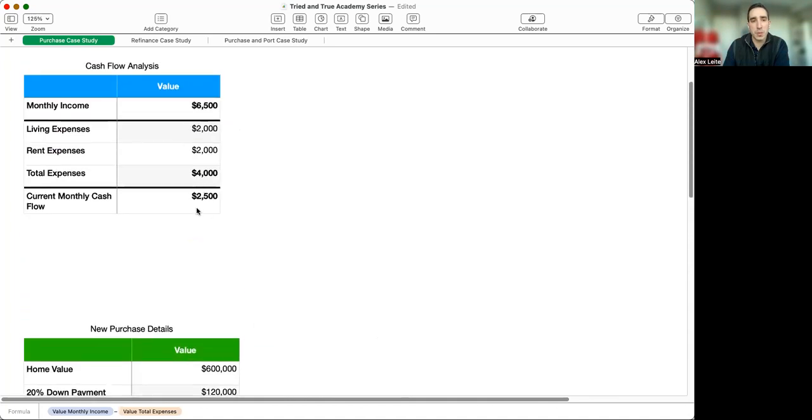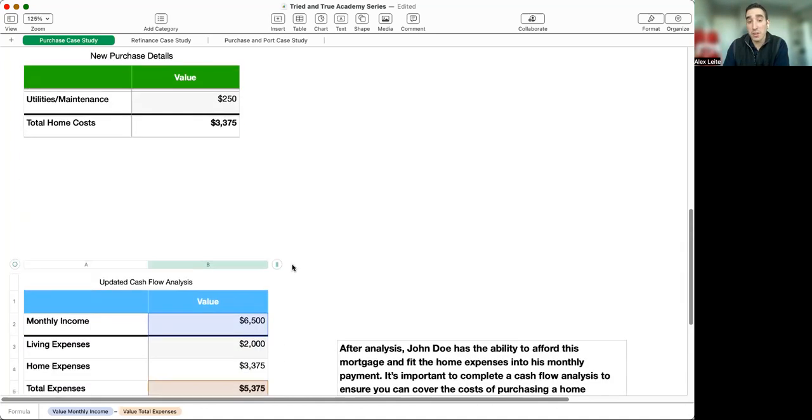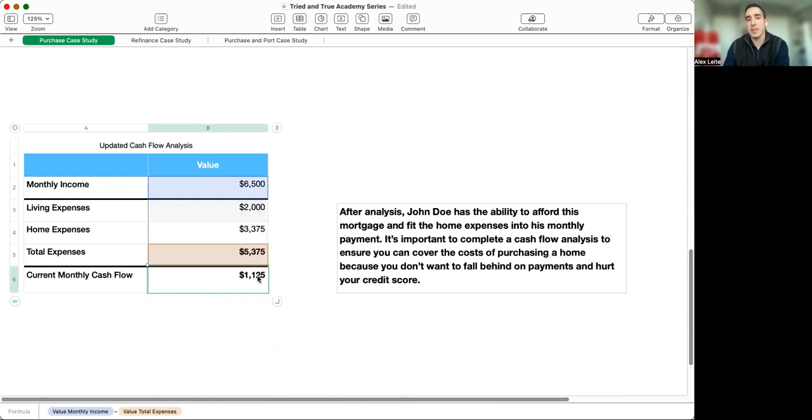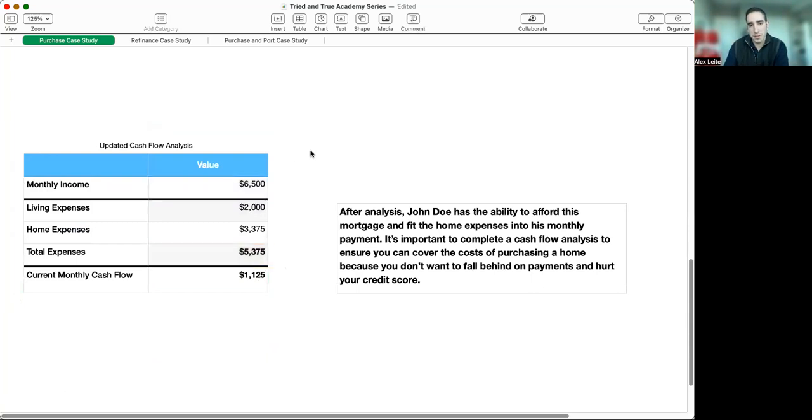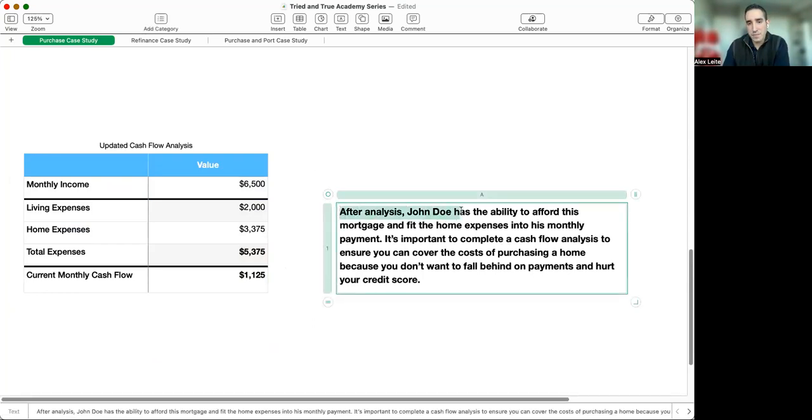So we went from $2,500 cash flow positive to $1,100 and $2,500. So really, really good in this scenario. He can definitely afford this payment. So after analysis, John Doe has the ability to afford this mortgage and fit the home expenses into his monthly payment.